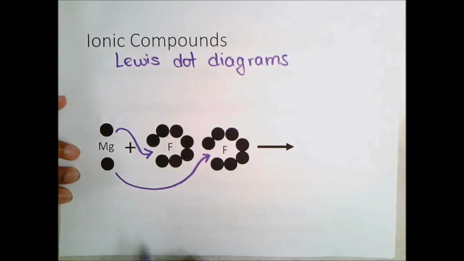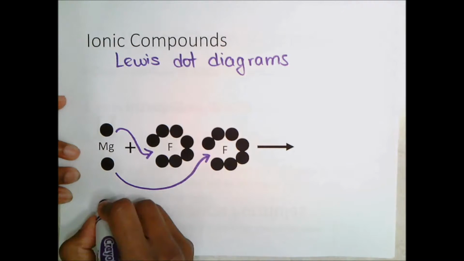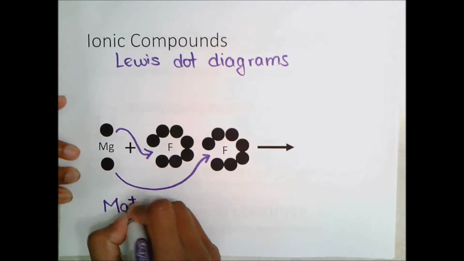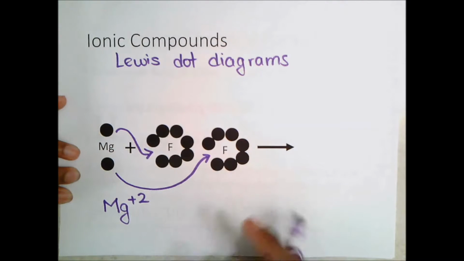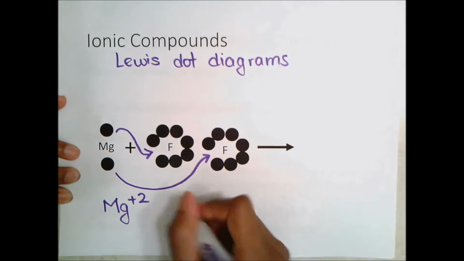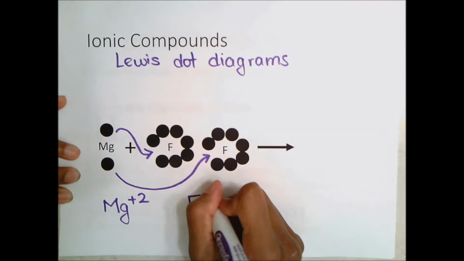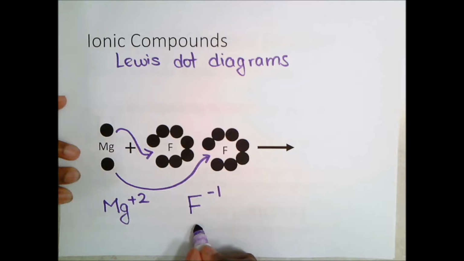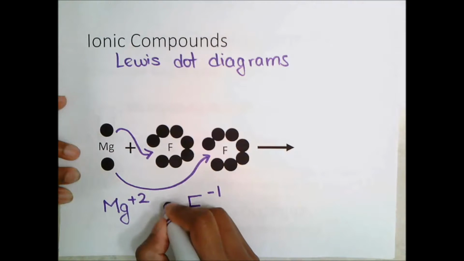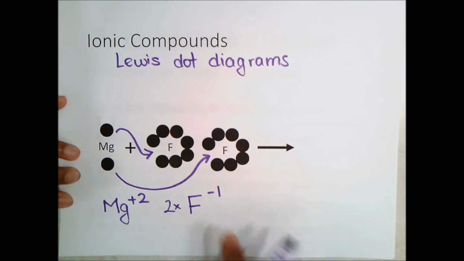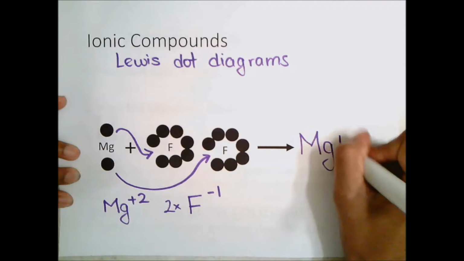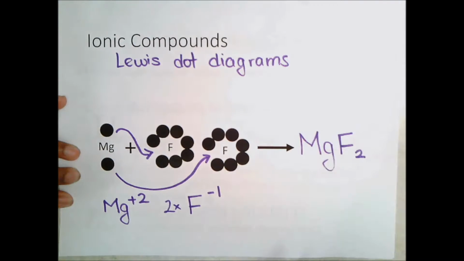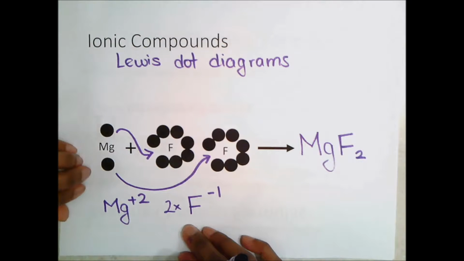Because magnesium has lost 2, it's an Mg 2+ ion, and each of your fluorines is going to have a -1 charge, but you also have 2 of them. So we're going to multiply this by 2. In our formula then, it's going to be magnesium, and because you have fluorine, you write 2 to represent fluorine. So it's magnesium fluoride, MgF2. That's how you represent them using Lewis dot diagrams.